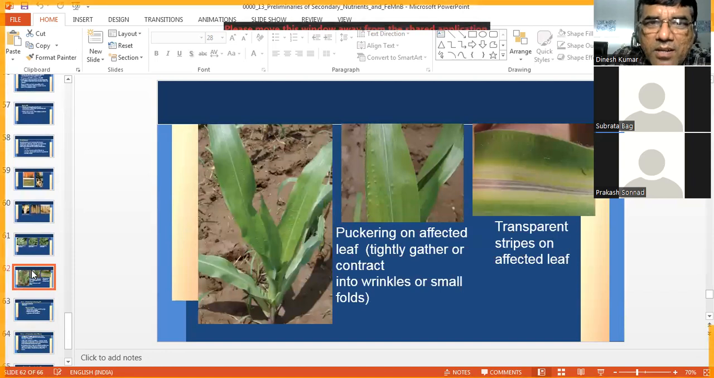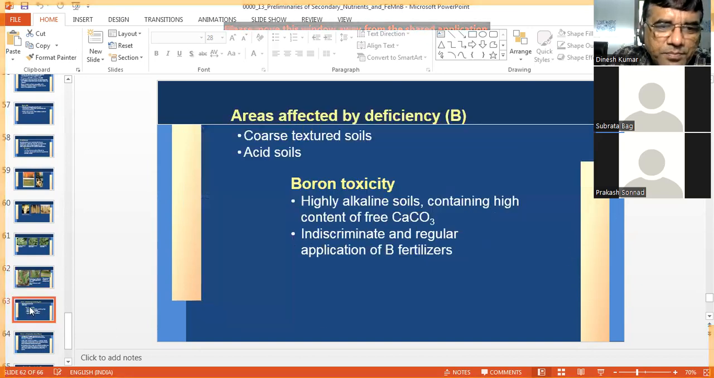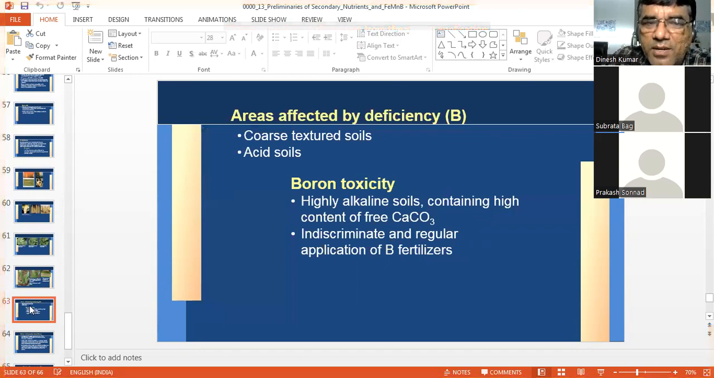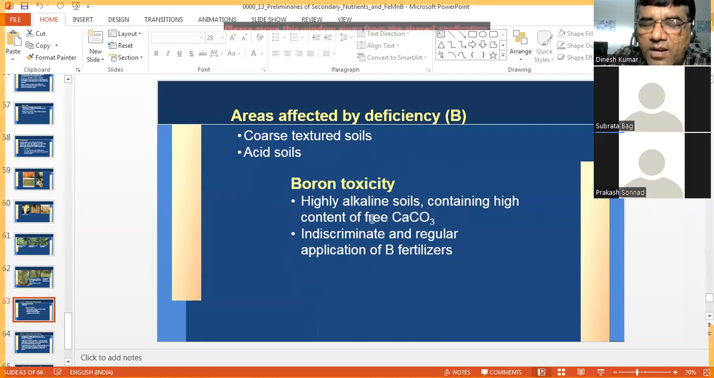Now you see symptoms in maize. Puckering on affected leaves: they tightly gather or contract into wrinkles or small folds. You can see puckering is this kind of overgrowth on the leaves, and transparent stripes on the affected leaf. Coarse texture soils are deficient in boron; acid soils, boron toxicity; highly alkaline soils containing high content of free calcium carbonate; indiscriminate and regular application of boron fertilizer. The application rate of boron is very low, hardly half kg, 1 kg boron per hectare.